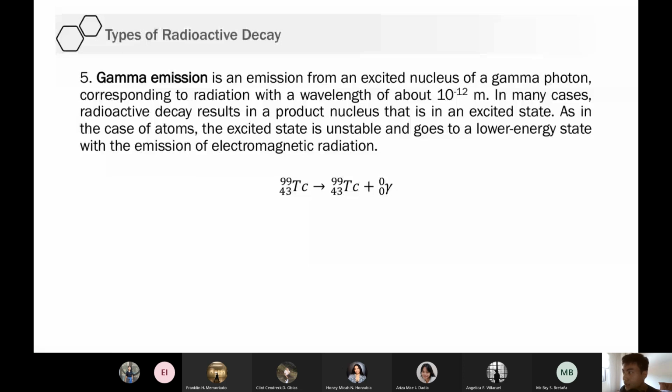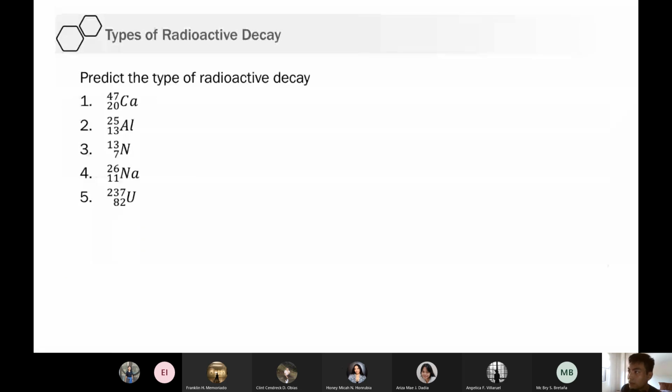Okay? So, ganun lang. Let's try to predict the radioactive decay dito sa ating items. Magsasagot ako ng dalawa dito. Then, predict natin. So, ibig sabihin yung dalawa, yung tatlo magiging prob set nyo. Sasagutan ko itong dalawa. Okay?